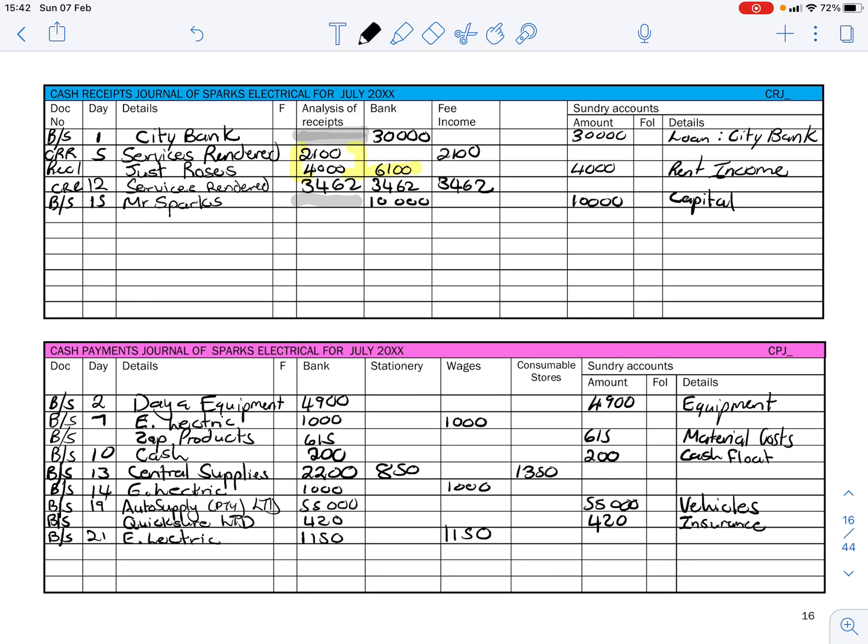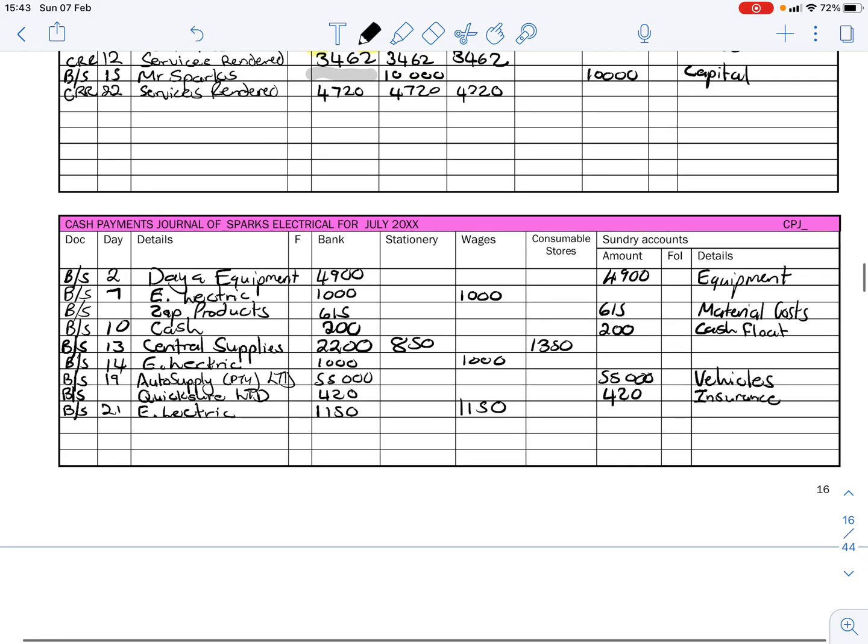On the 22nd, we collected fee income for 4,720 Rand. We use a cash register roll. Our detail is services rendered. Okay, our amount is 4,720 Rand. Under analysis, under bank, and under fee income.